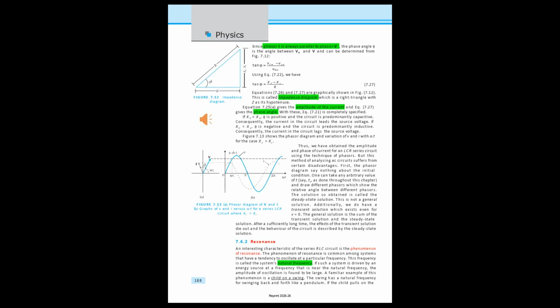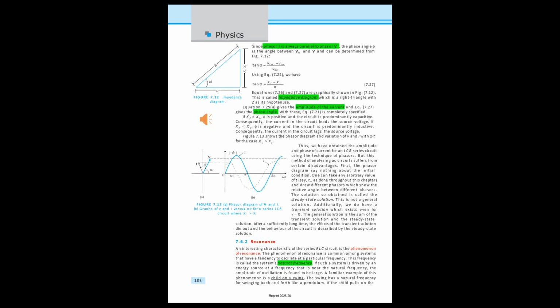Since phasor I is always parallel to phasor V, the phase angle phi is the angle between VR and V and can be determined from figure 7.12. Tan phi equals VCM minus VLM by VRM. Using equation 7.22, we have tan phi equals XC minus XL by R. Equations 7.26 and 7.27 are graphically shown in figure 7.12. This is called the impedance diagram, which is a right triangle with Z as its hypotenuse. Equation 7.25 gives the amplitude of the current and equation 7.27 gives the phase angle. With these, equation 7.21 is completely specified.